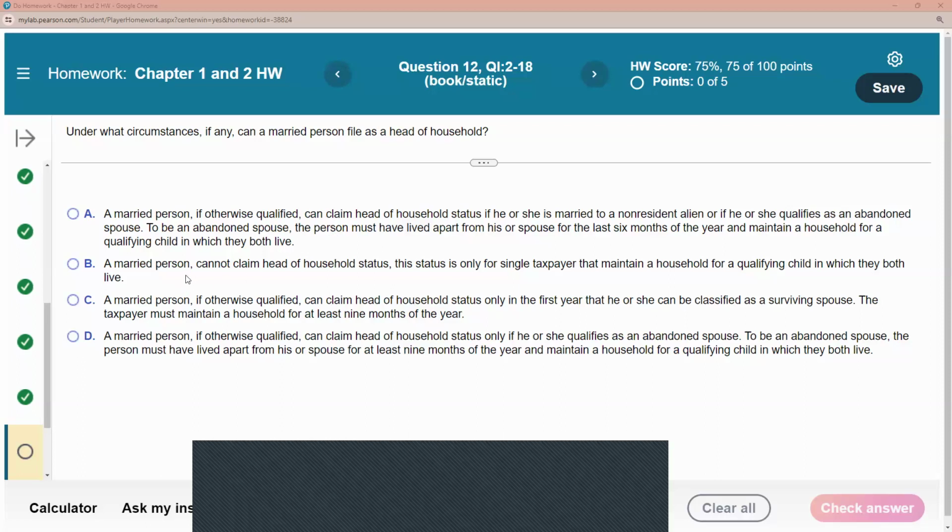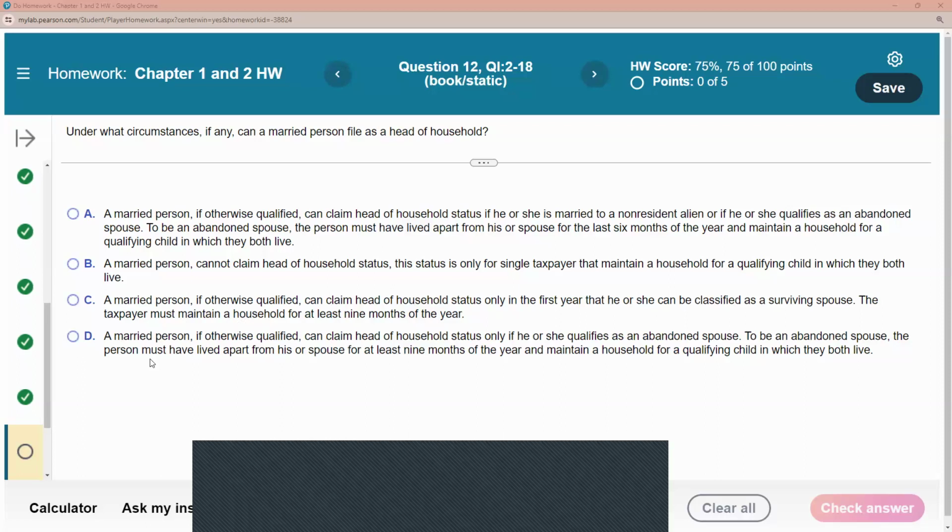A married person cannot claim head of household status. This status is only for a single taxpayer that maintains a household for a qualifying child in which they both live. That's not correct. Congress has provided relief for spouses who have been abandoned. A married person, if otherwise qualified, can claim head of household status only in the first year. He or she can be classified as a surviving spouse. This is not true. And it says the taxpayer must maintain a household for at least 9 months of the year. This is not true. They must maintain the house for a dependent son or daughter for over half of the year.